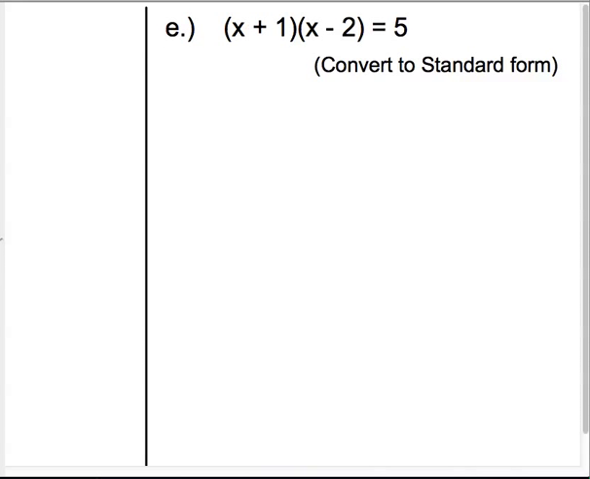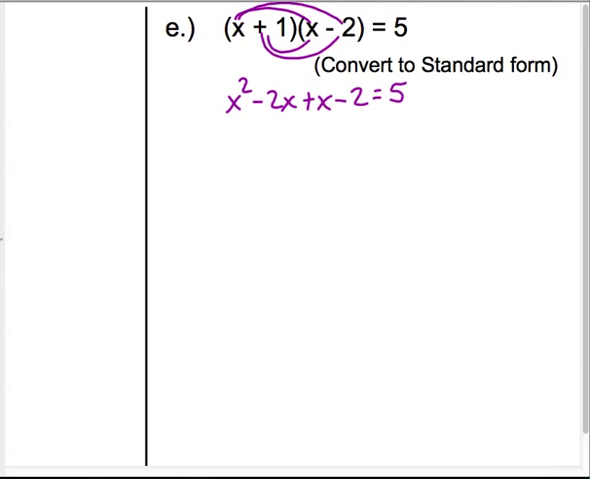In our last example, we have one that is not already in standard form. If this were equal to 0, we could use our zero product property, but because it's not equal to 0, we can't. So we're going to go ahead and multiply this out. X times x is x squared. X times negative 2 is negative 2x. X times 1 is 1x. And 1 times negative 2 is negative 2.